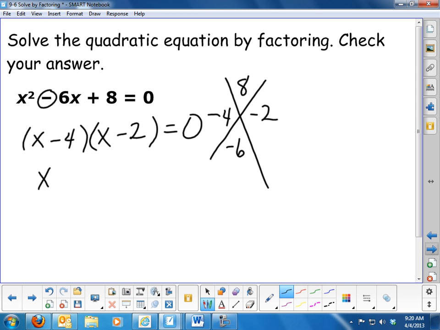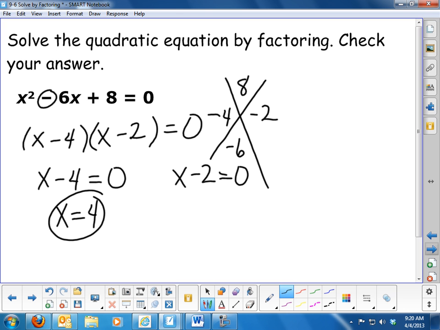Now I take each one of my factors and I set them equal to 0. So I have two equations that I'm working with. Here, x is equal to 4 and x is equal to 2. If we were to take both of these answers and plug them back into our original quadratic, we would indeed get the answer of 0.